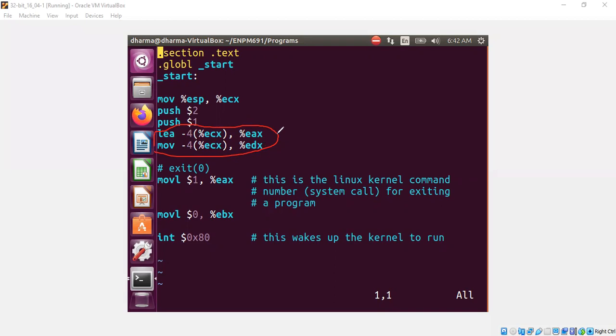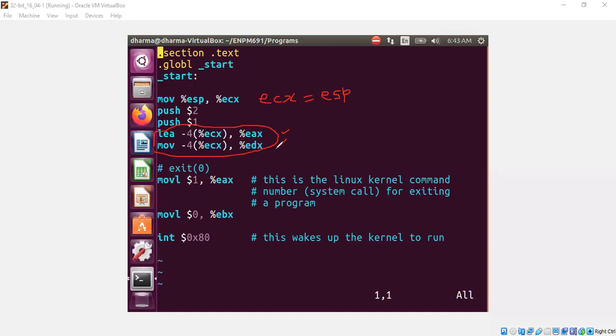Okay, what is the difference between EAX and EDX after these two instructions are executed? Let's look at what is inside the ECX first. ECX is just a copy of ESP. That means ECX is just the address of ESP, right? Wherever ESP is pointing to, to be more precise. ECX contains the address pointed by ESP.